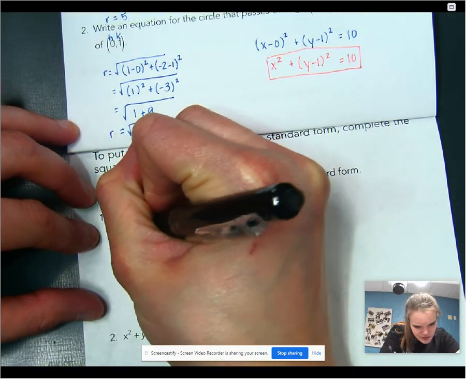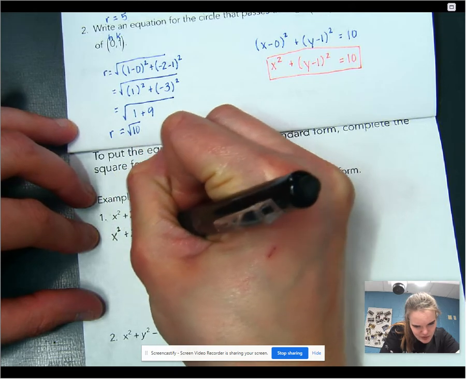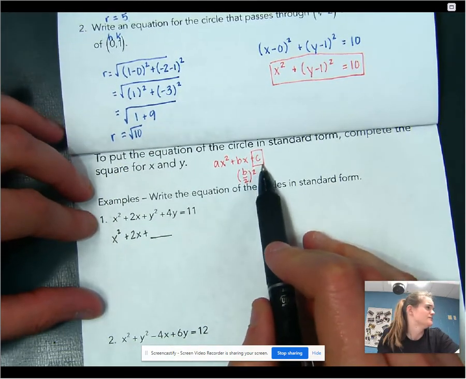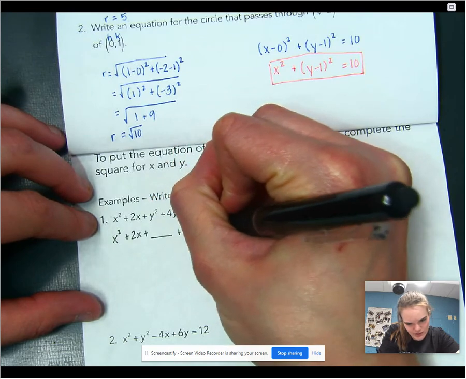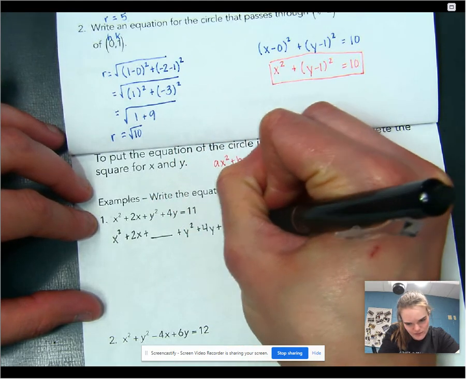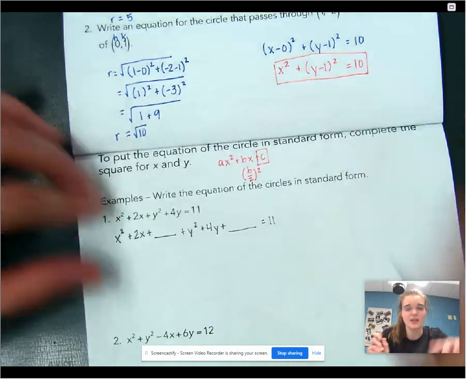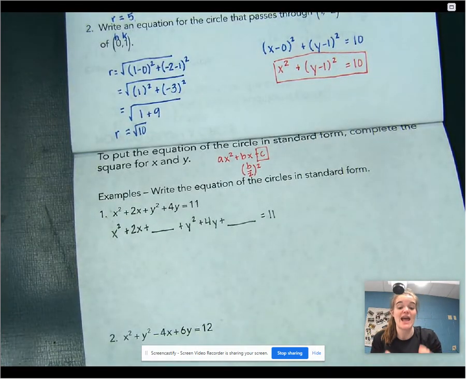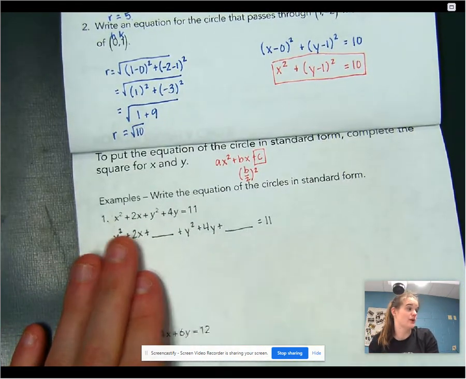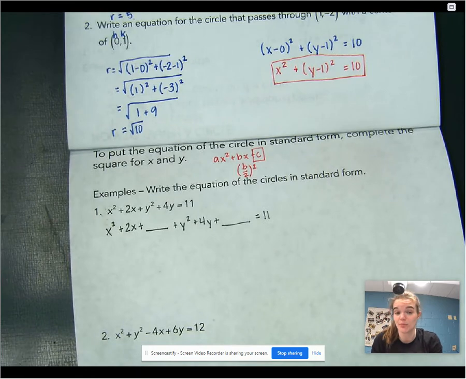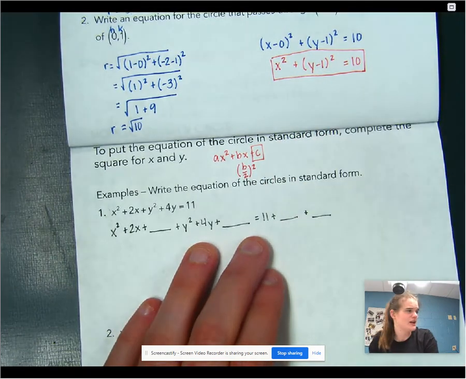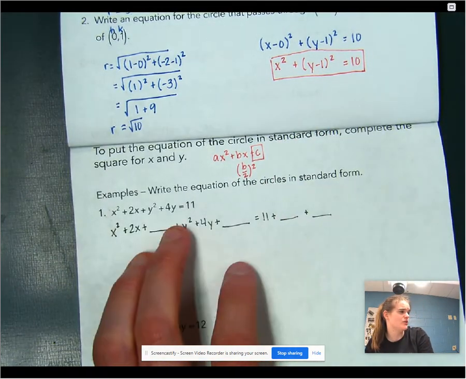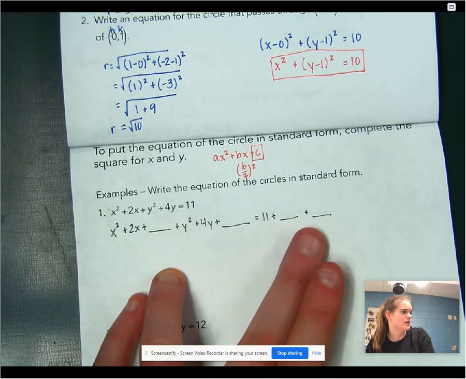plus 2x plus, I'm going to leave a blank because I need something here. And I'm going to bring down y squared plus 4y, and I'm going to leave a blank. I'm going to say that's equal to 11. Now, I'm going to have to add a number to complete the square. In order to add a number, I have to add it to both sides in order for that to be okay, which means I'm going to have to add this number here and this number here.